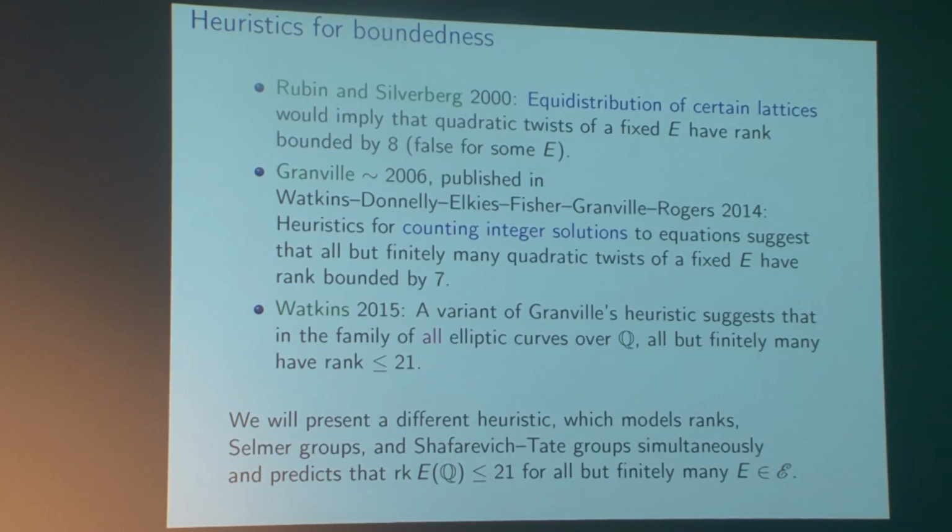So what I want to do today is give another heuristic that, sort of miraculously, gives the same number 21 as an upper bound for the rank with finitely many exceptions. But what makes this different from previous heuristics, first of all, is that it's not based on any of these ideas, but instead it's based on trying to model not just ranks, but also some other associated groups like Selmer groups and Shafarevich-Tate groups, and to get a model for the complete package of all these things. And the advantage of doing that is that then you can try to corroborate this model by checking it against theorems that are actually proved about Selmer groups and Shafarevich-Tate groups.